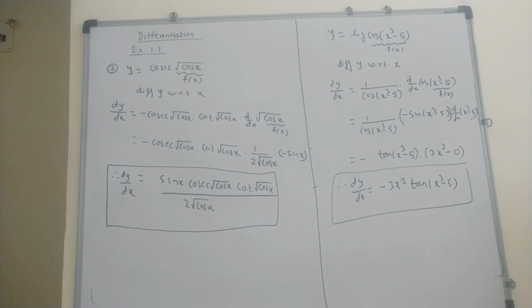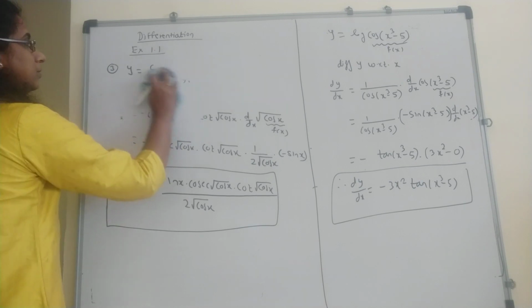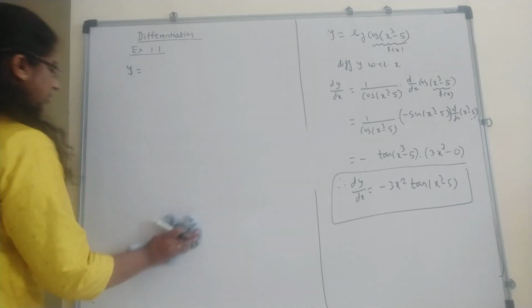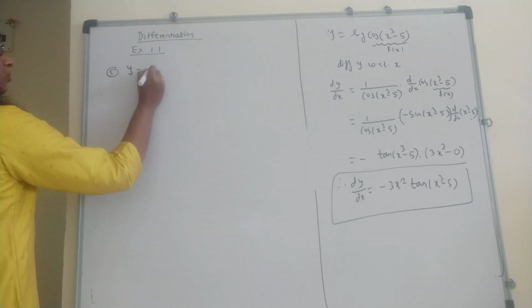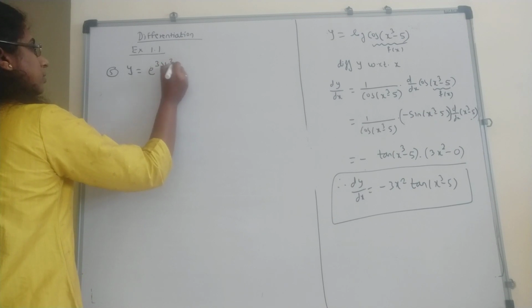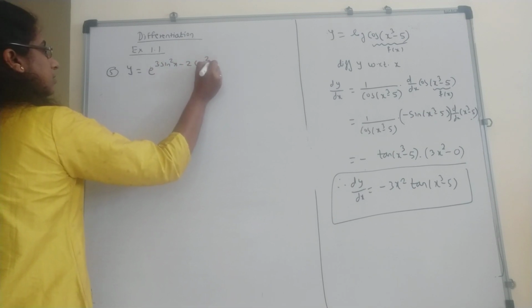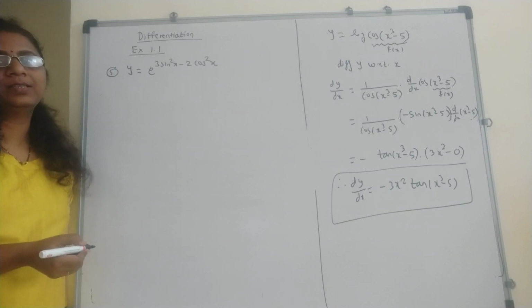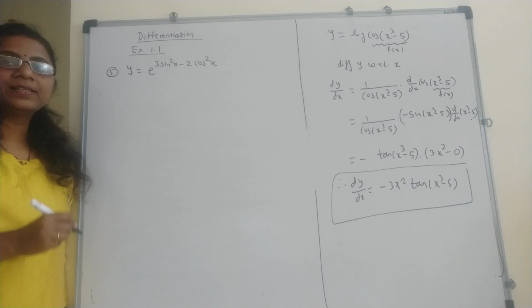बघूया पुढचा प्रश्न. This is next question consider करूया. Okay, exponential form चा एक क्वेश्चन घेऊया. e raised to 3 sin square x minus 2 cos square x. ओके, आता तुम्हाला समजलं पाहिजे कुठला फॉर्म आहे. e raised to some function is there, means which form is there? e raised to fx form.